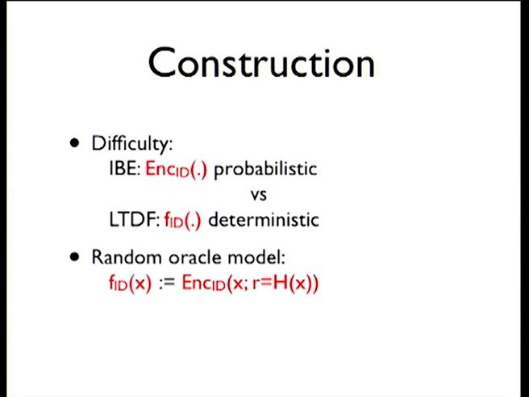One thing: in the random oracle model, it is actually easy to construct these objects. Just define f_ID of x as the IB encryption under some identity, and then use a random oracle to derive the randomness from the value x. And I can prove that this is actually an ID-based lossy trapdoor function, but in the random oracle model. In the standard model, it's a little bit more difficult.